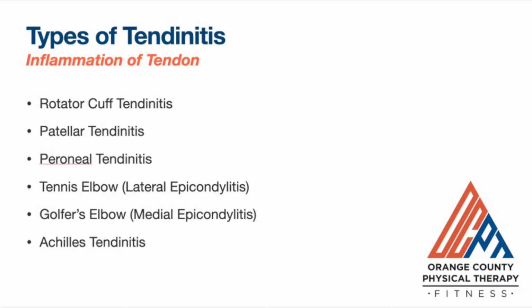Then here, the next two are very common: tennis elbow, golfer's elbow. Most people have heard of them. These are actually tendinitises of the elbow, one being on the outside of the elbow and the other on the inside of the elbow. And then lastly, Achilles tendinitis, which is an inflammation of the tendon in the back of the ankle, usually associated with running and jumping as well.